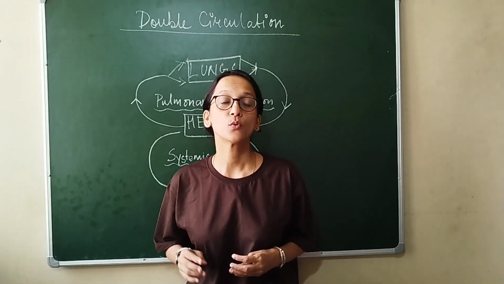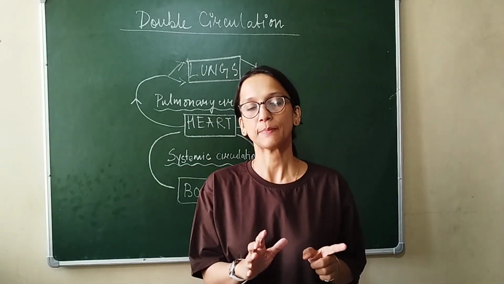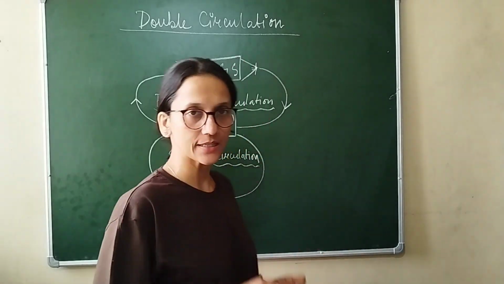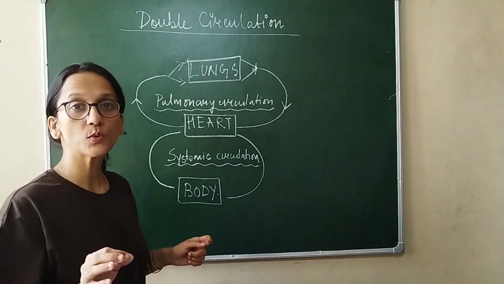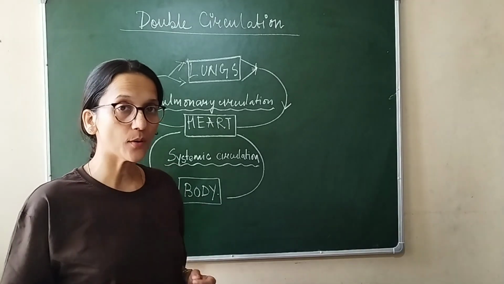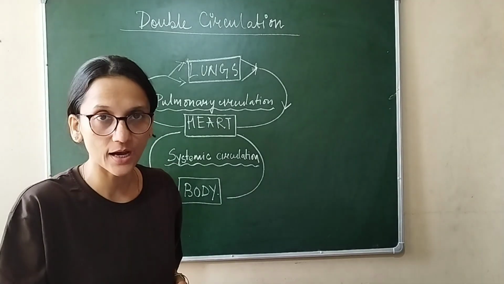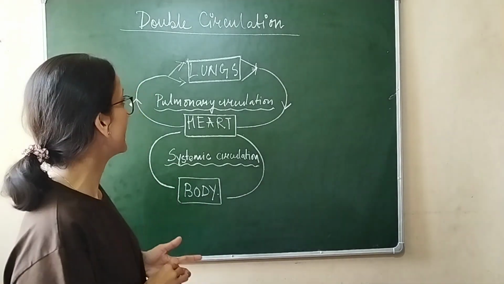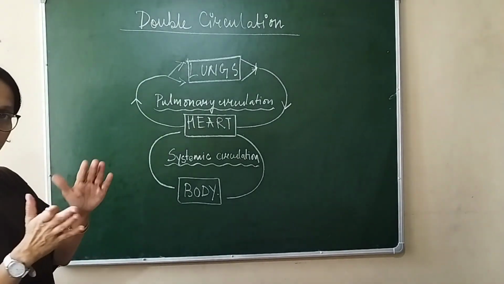In this lecture, we are going to discuss double circulation and hepatic portal system. Double circulation. This is the kind of circulation which is seen in human body. And why do we call it double? Because in our body, the blood flows to the heart twice. And that is why this entire double circulation is divided into two phases.